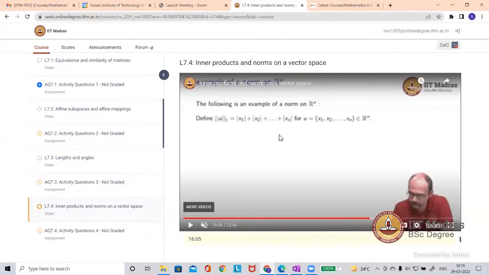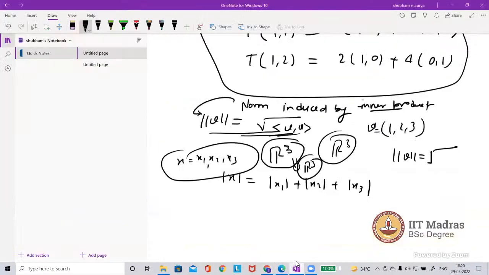Sir didn't talk about the inner product; he's just considering a norm. This norm is not induced by an inner product. Here, this other norm is induced by an inner product, where we are using the inner product.